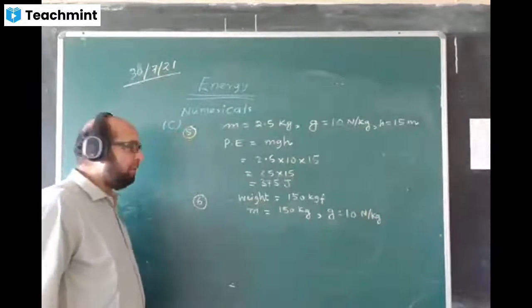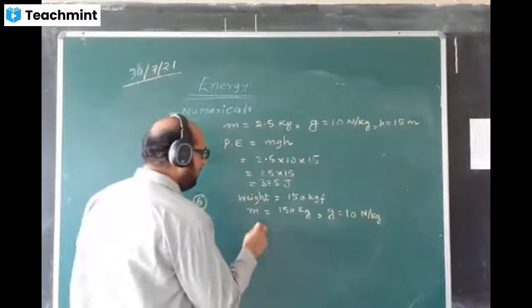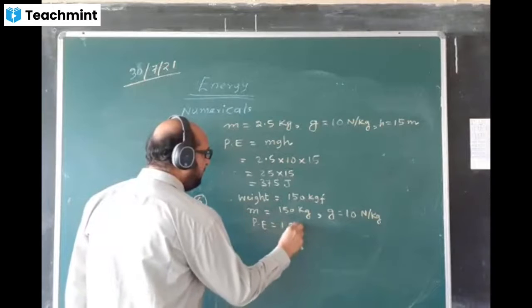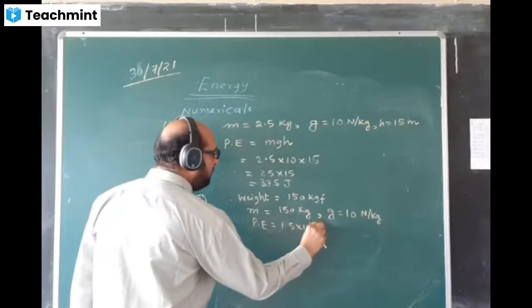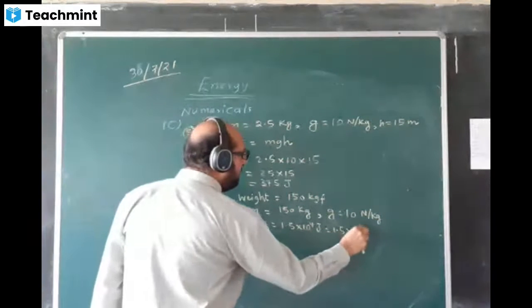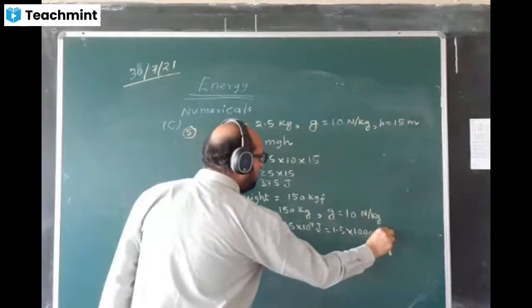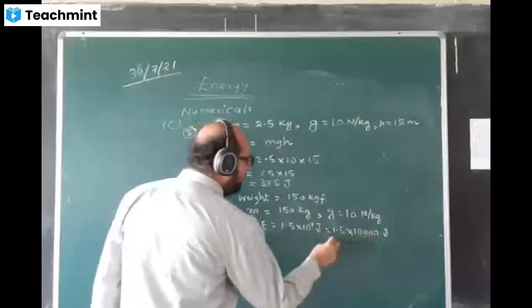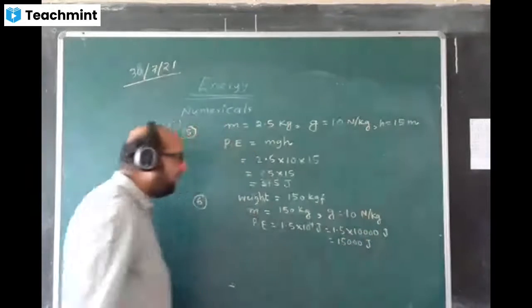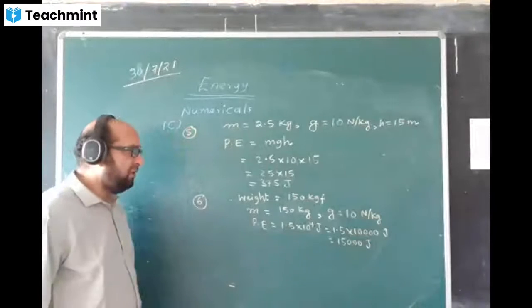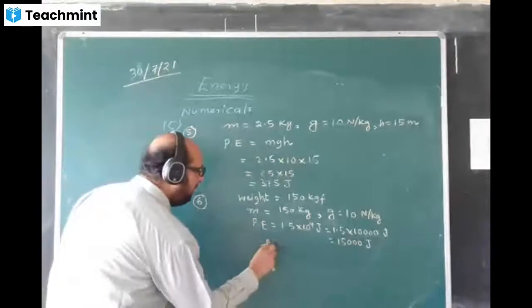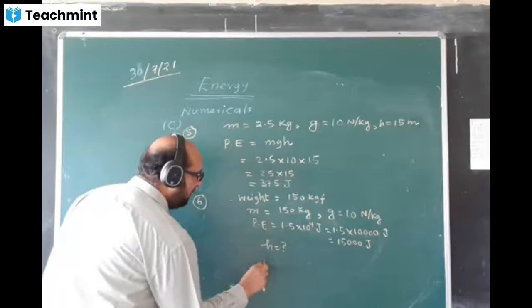You have to find the height. Potential energy is also given, 1.5 into 10 to the power of 4 joule. We'll change this: 1.5 into 10 to the power of 4 is 1, 2, 3, 4 zeros. This much joule. You can remove the point and the 0. The answer will come 15,000 joule. You have to find h. H is the question mark.